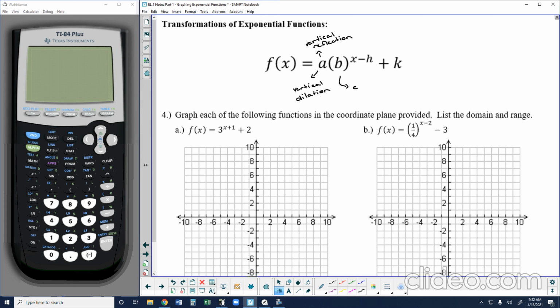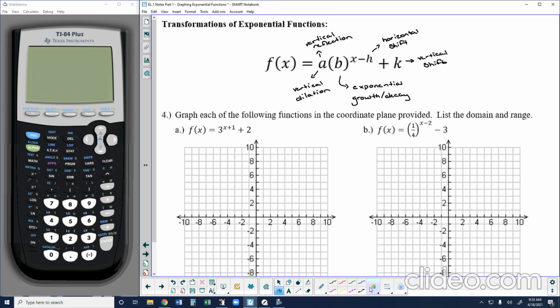B, we just denoted, is the exponential growth or decay rate. So when b is greater than 1, it's growth. When it's between 0 and 1, it's decay. H, you may remember, is a horizontal translation, or let's just call that a horizontal shift. And k is a vertical shift. So what we see here are some common variables that we saw earlier this year in Algebra 2, that are going to apply when graphing.